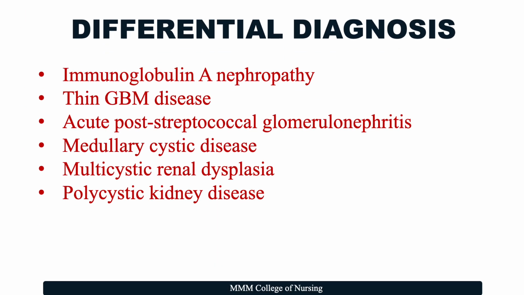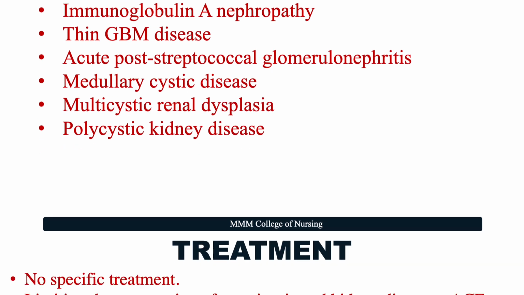The following are the differential diagnoses that need to be taken into consideration before confirming the diagnosis of Alport syndrome: immunoglobulin A nephropathy, thin glomerular basement membrane disease, acute post-streptococcal glomerulonephritis, medullary cystic disease, multicystic renal dysplasia, and polycystic kidney disease.